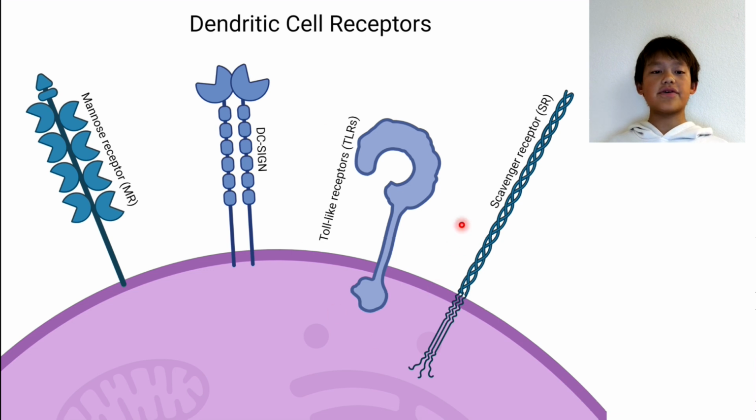Lastly, there are the toll-like receptors. These receptors act very similarly to pattern recognition receptors, but instead recognize structurally conserved molecules derived from microbes and help create an immune response. This variety of receptors allows the dendritic cell to become more diverse and adaptable to many different situations.